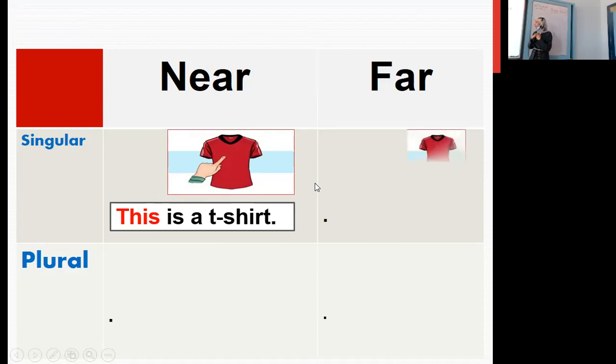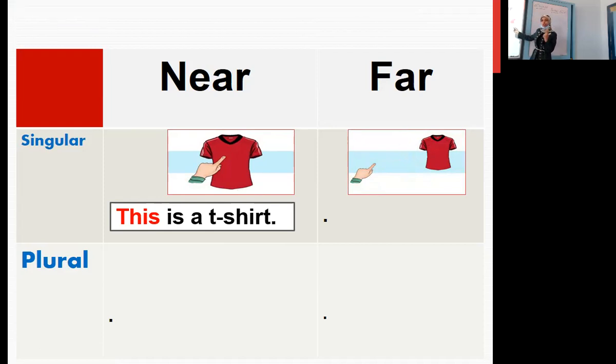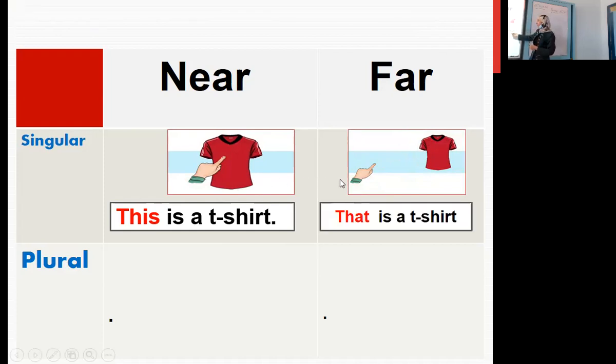And the next. This is another t-shirt also, and it's singular, it's one t-shirt. But this t-shirt is far for me. So we can say that is a t-shirt. That is a t-shirt. Okay?